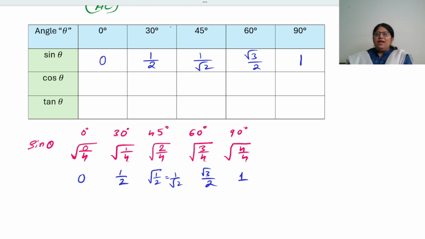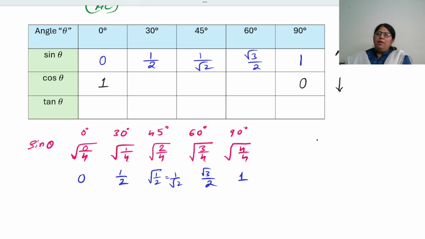So you will see that from 0 to 90 degrees, the value of sine is increasing. 0 is less than half, half is less than 1 by root 2, which is less than root 3 by 2, and that is less than 1. Right? So sine 0 to 90 degree value is always increasing, whereas cos 0 to 90 degree the values are decreasing. Now you can change the order. Sine 90 is cos 0, which is going to be 1, right? Similarly, sine 0 is cos 90, which is 0.